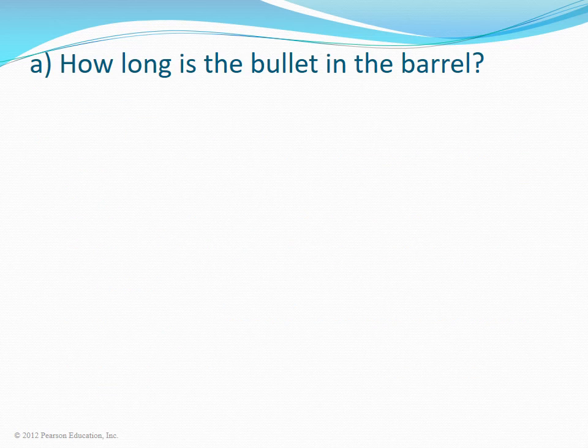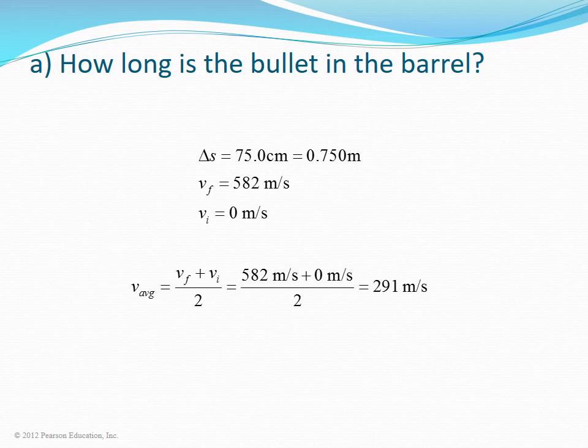To find the time the bullet is in the barrel, we resort to our familiar kinematic equations. We know the length of the barrel, 75 centimeters. We know the final velocity as the bullet leaves the barrel, the muzzle velocity of 582 meters per second. And we know the initial velocity. The bullet started from rest, so v0 is equal to 0. The average velocity can be found to be 291 meters per second.